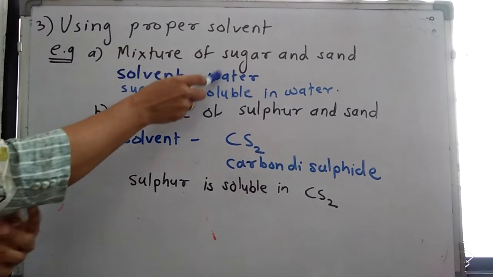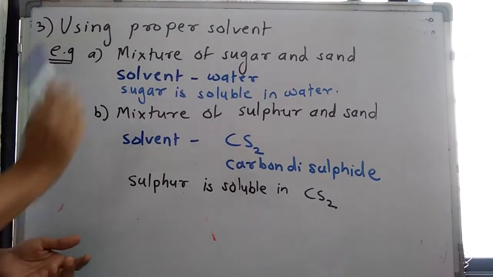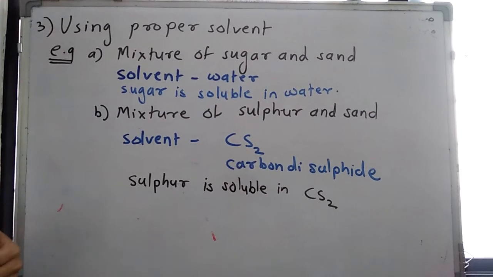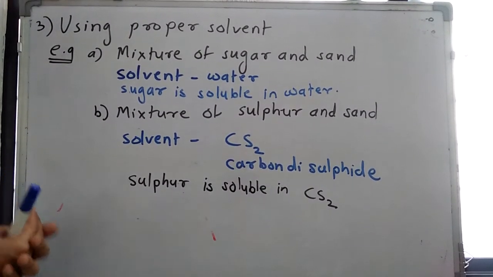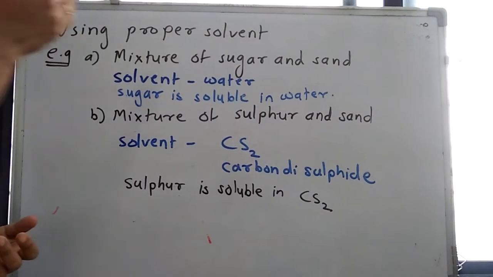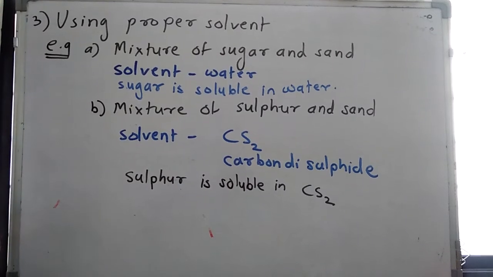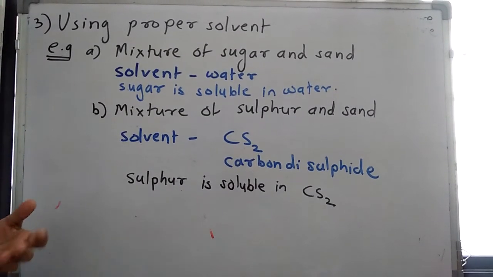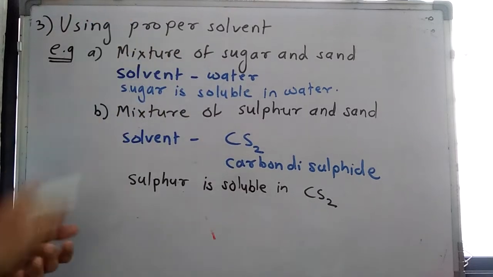So when we add water to the mixture of sugar and sand, the sugar will dissolve into the water. If we filter that mixture, what will happen? Above the filter paper the sand will remain, but the solution of sugar and water can pass through the filter paper, and by the heating process we can separate the mixture of sugar and water also.